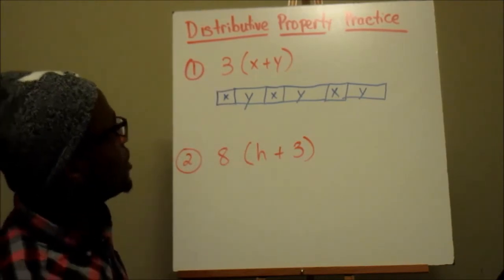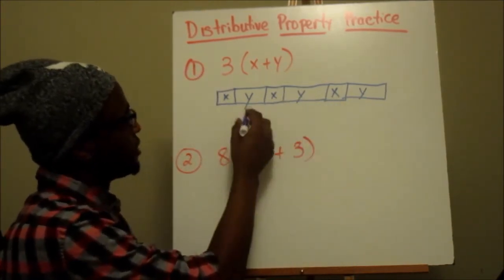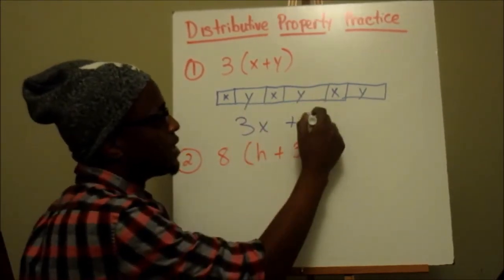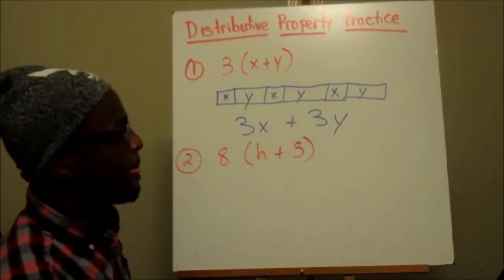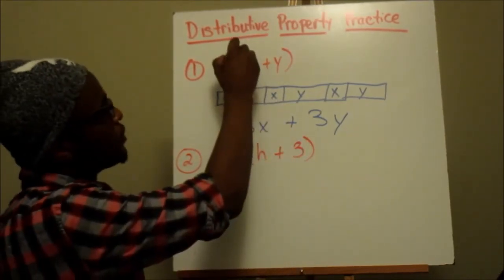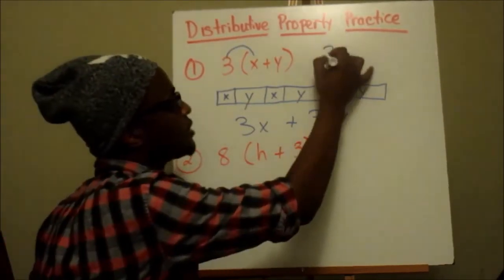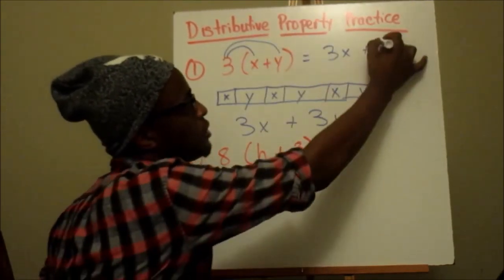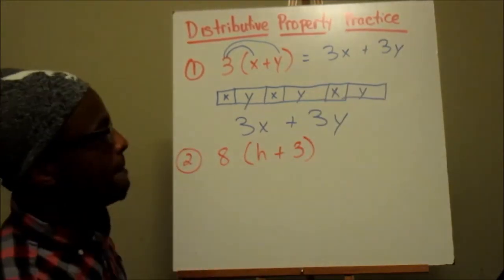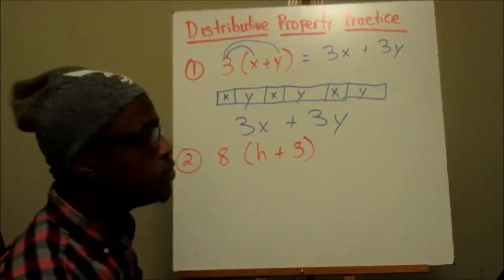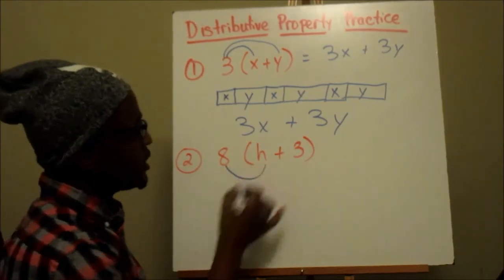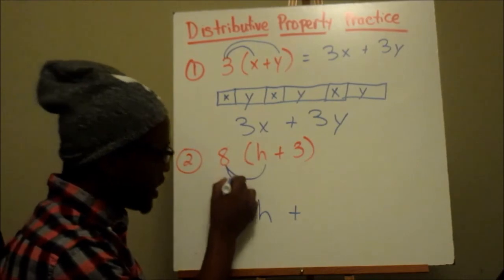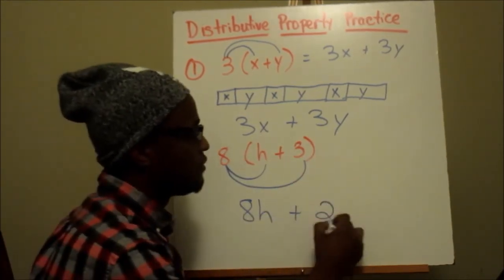And if I use my distributive property, I have 3 x's plus 1, 2, 3 y's. And that's just like with the distributive property. If you remember, we'll go 3 times the first term, which is 3x, plus 3 times the second term, which will be 3y. Right? So if we apply that to example 2, we can have 8 times that first term would give me 8h, plus 8 times the second term, which will give me 24.